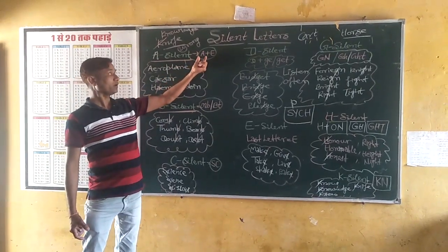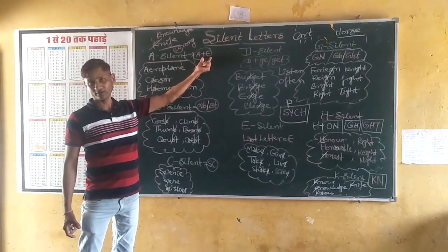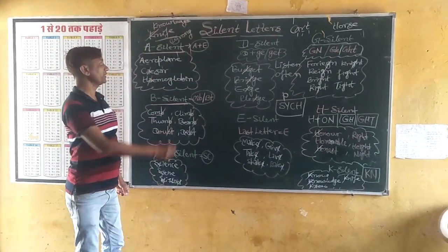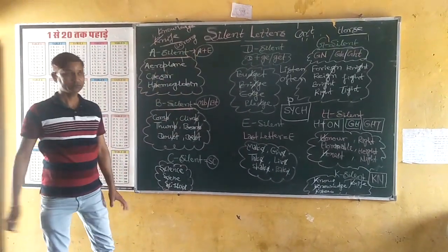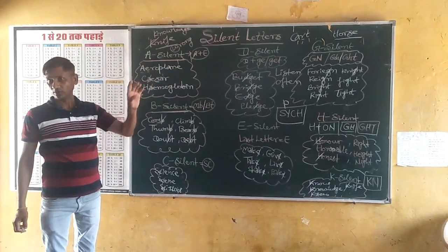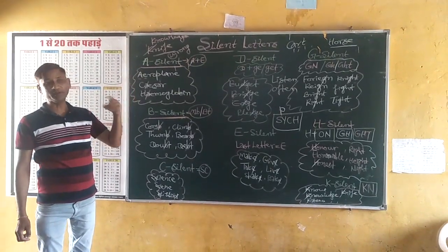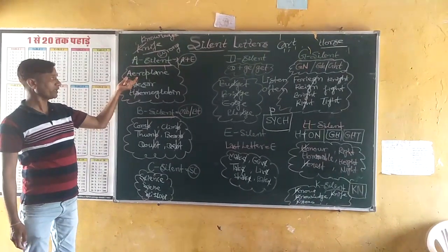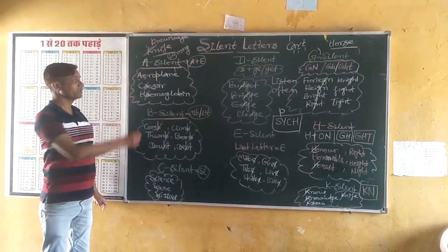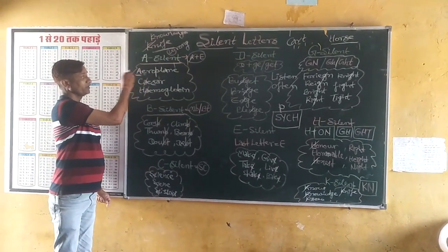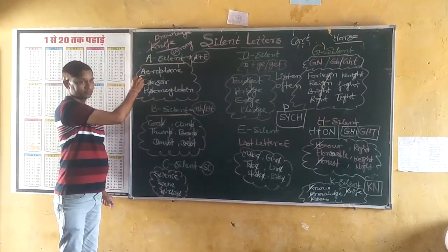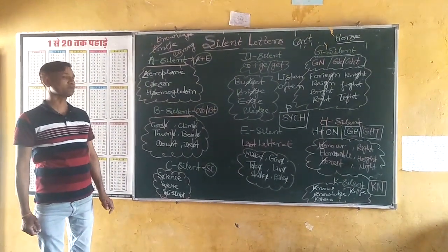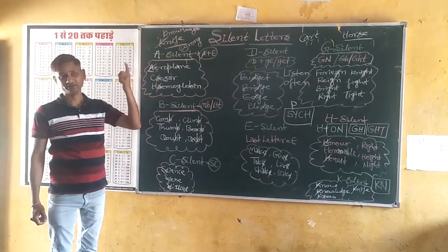When letter A comes before E, then letter A will be silent. When letter A comes before letter E, then letter A will always be silent. As in aeroplane. In this word, A is situated before E, then A is silent and the pronunciation will be aeroplane.